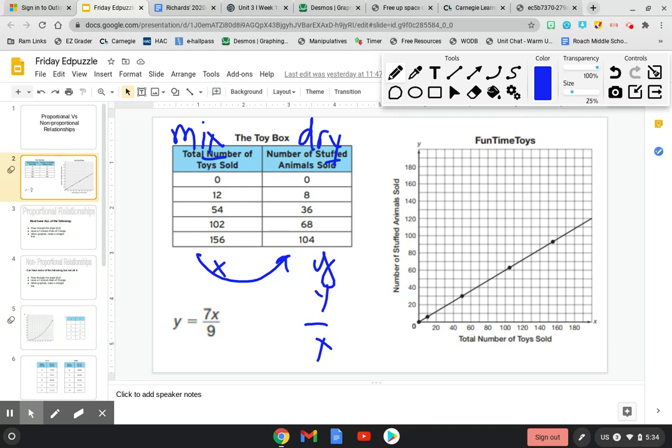As soon as I do that, I get 8 over 12, 36 over 54, 68 over 102, and so on and so on. Once you have that, put it in your Desmos calculator and divide, guys. Just figure out what that is. You can write it as a fraction, which in this case would be 2/3, or you could write it as a decimal, which is 0.067, if you would like. Either way is fine with me.